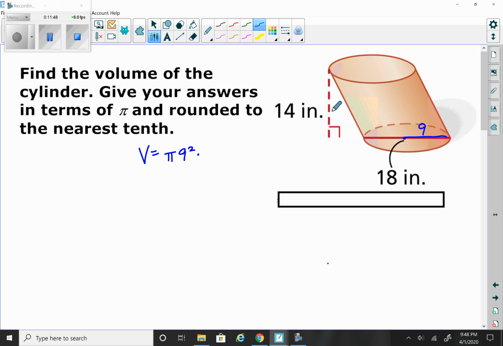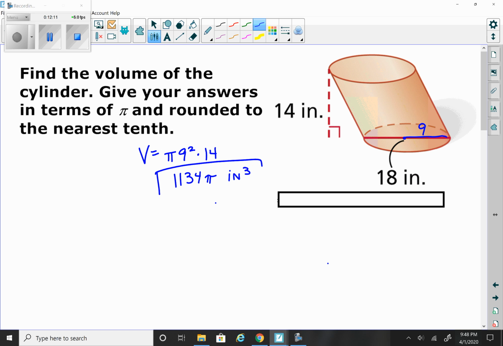Again, your height's always going to be perpendicular to your base, even if the shape is oblique. So that has a height of 14 inches. So let's see, 9 squared is 81. 81 times 14, use your calculator. I came up with 1,134 pi. And again, this is going to be inches cubed.